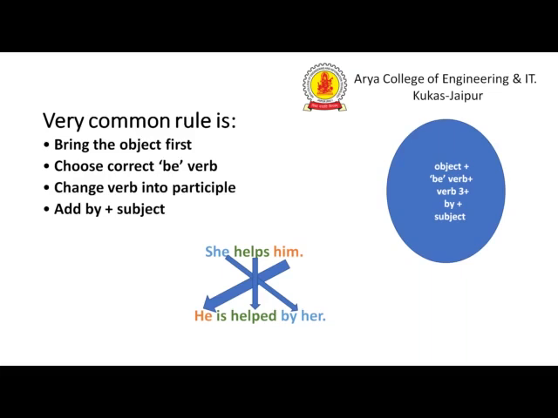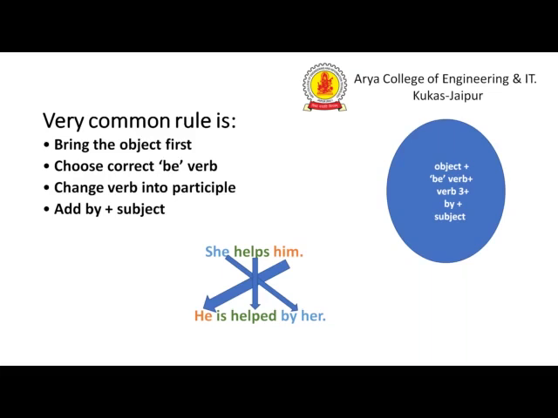So this is exactly the way of synchronizing when we are performing the active to passive conversion. Here you can see some examples. She helps him. So him, as a subject, we have to consider. The first form we will apply here: He is helped by her.